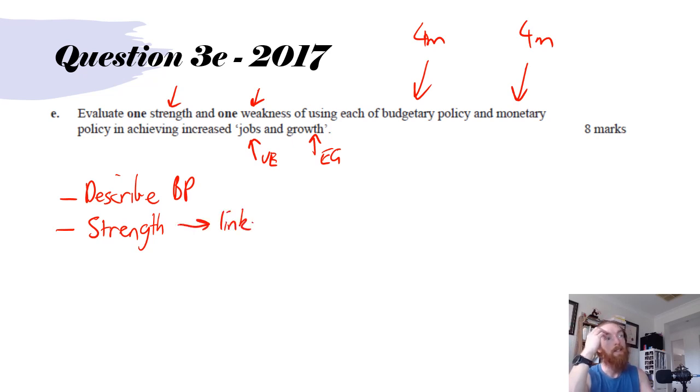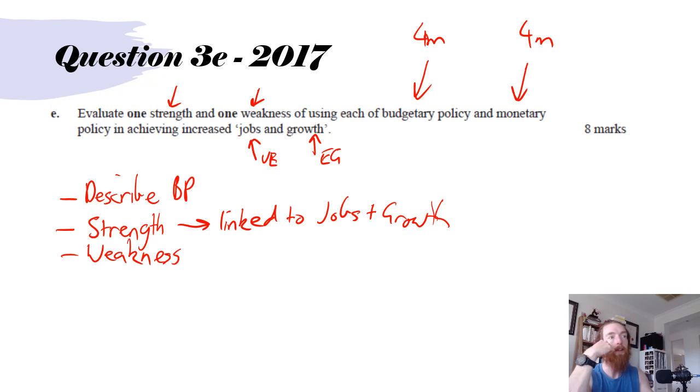So how that strength then creates jobs or improves growth. Then you do the same for a weakness, how it may limit the impact on jobs and growth. And that would be your first part. So it'd be describing budgetary policy, which you wouldn't really get anything for, but you'd obviously want to do that to set the scene. Then you get 2 marks for your strength tied to jobs and growth and 2 marks for your weakness.